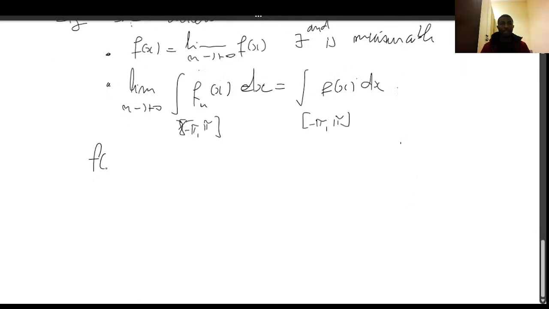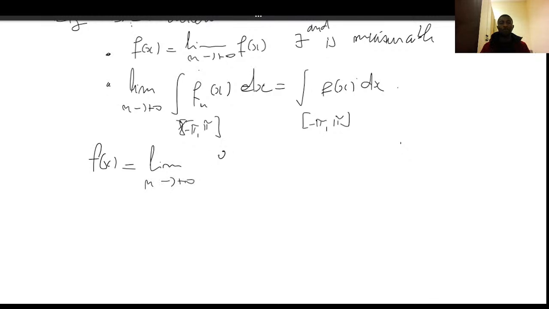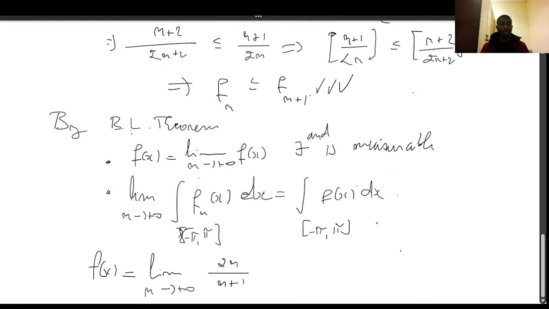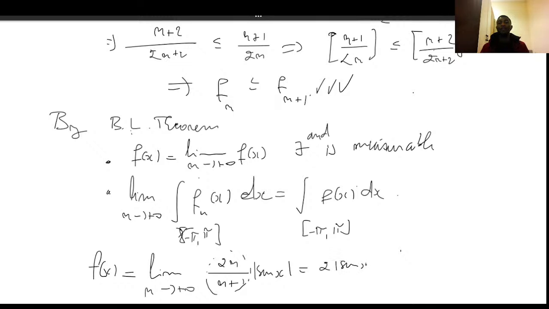So f of x is the limit as n goes to plus infinity of what? Of 2n divided by n plus 1, that is what we will get, times the modulus of sine of x. Because this is a constant, we only need to look at the limit here as n goes to plus infinity, which gives us 2 times the modulus of sine of x. So this is f of x.